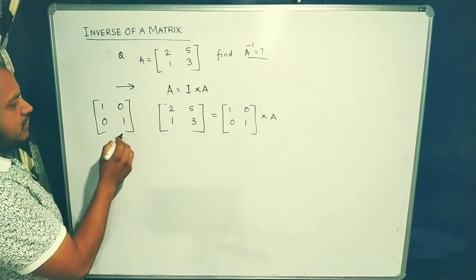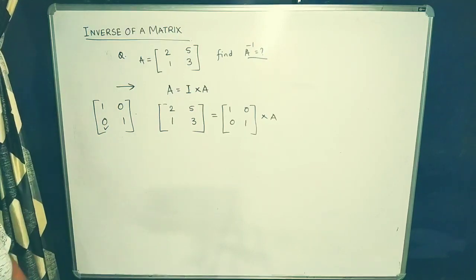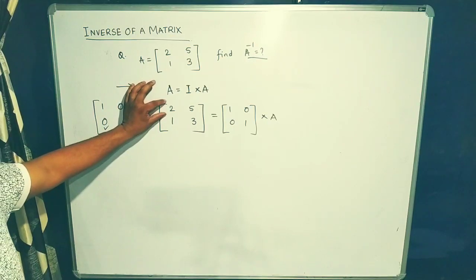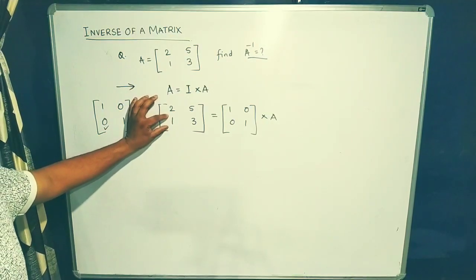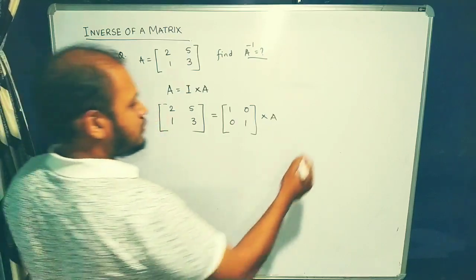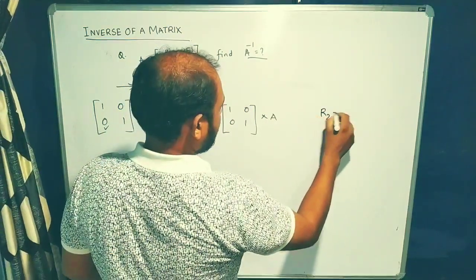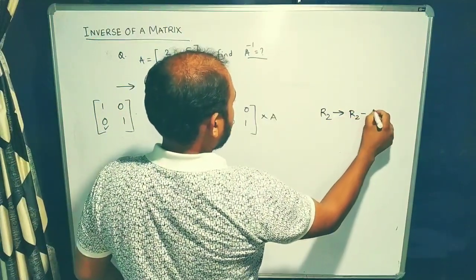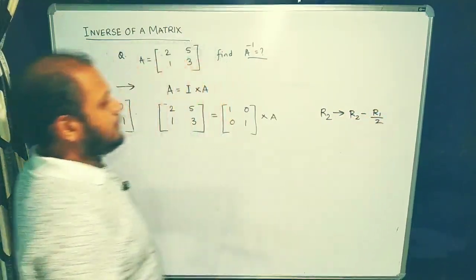So what is the first element that we should try to make 0? It is this one. So how can we make this element 0? Yes, by dividing the first row by 2 and then subtracting this row from that row and putting the result in the second row. So the operation of choice would be R2 gets changed to R2 minus R1 by 2.